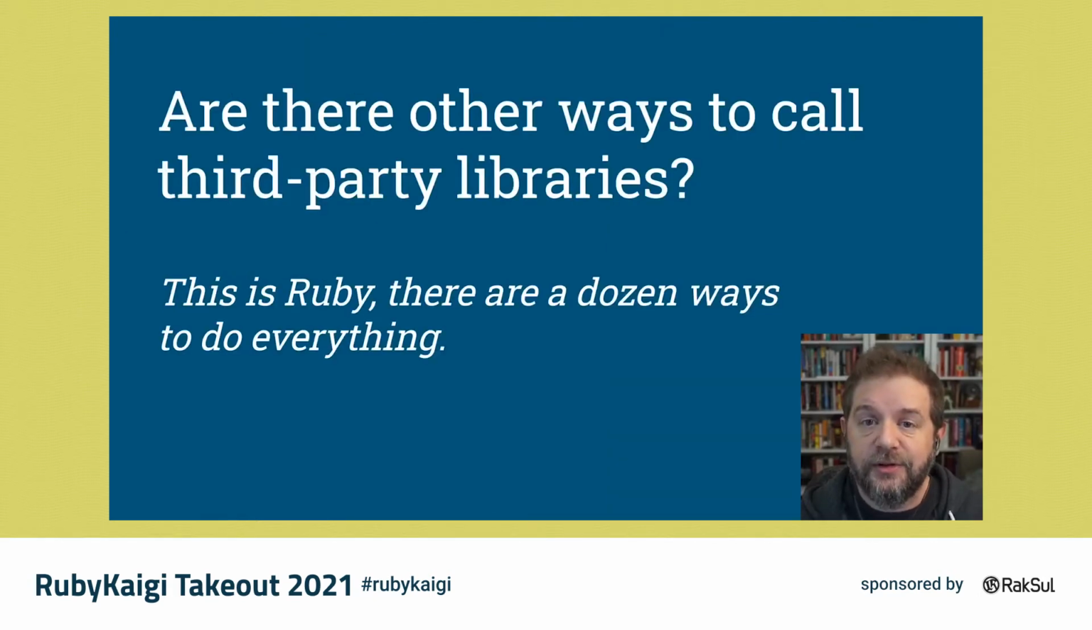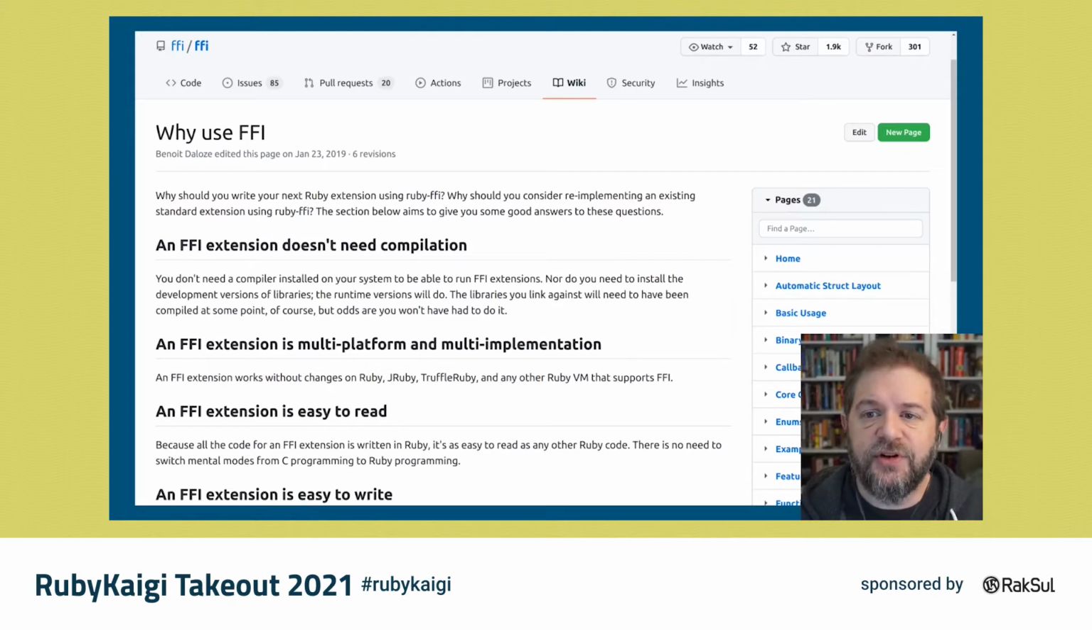You might be wondering if a C extension is the only way to call third-party libraries. Heck no. The other popular method is Ruby's Foreign Function Interface, or FFI. FFI allows Ruby code to call libraries directly, without the need to use a C extension as an intermediate layer. FFI is a powerful tool, but choosing when to use it, that's a topic for another talk.